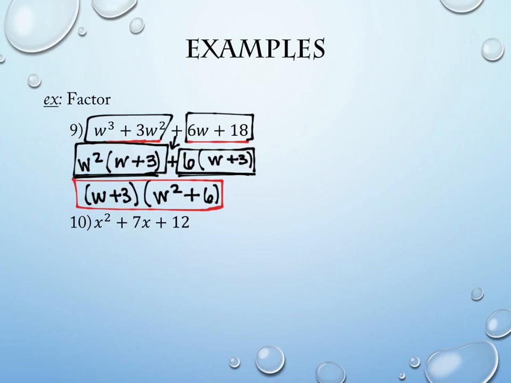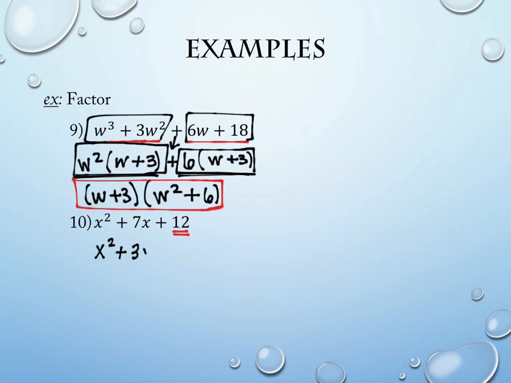Okay, and number 10 is actually one that we could do with trial and error, and if you want to do it with trial and error, that's fine. But I wanted to show you that when we talked about the AC method, this is what we were doing. We were doing factoring by grouping. So what we did is we broke the 12 down, and we said, what 2 numbers, in this case everything's addition, multiply to 12 and add to 7?